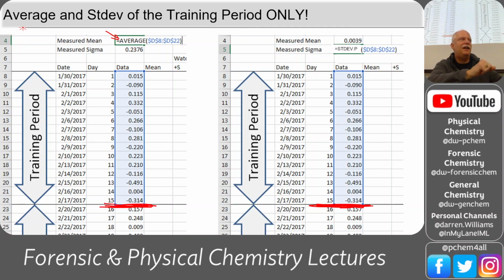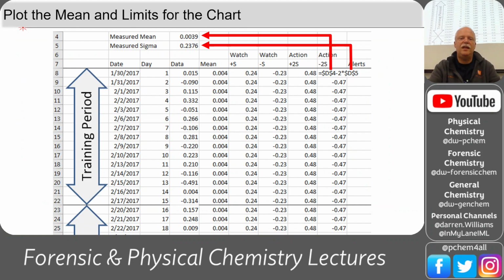This training period idea also is how AI works. There's a training set, and then there's the output set. And so this is our training set for our process control. Okay, then we set up these other columns.